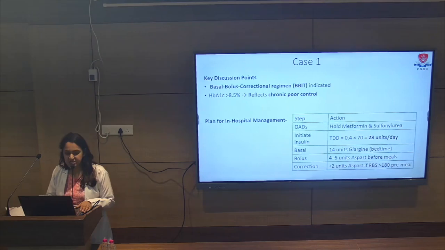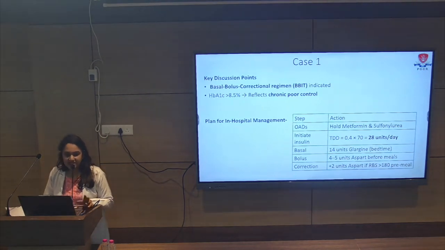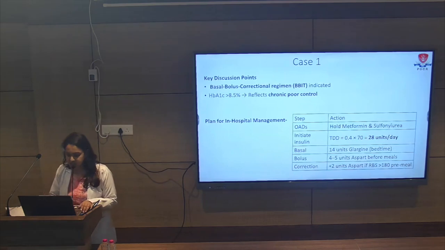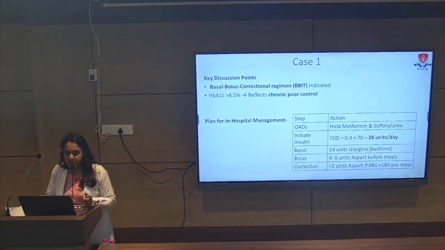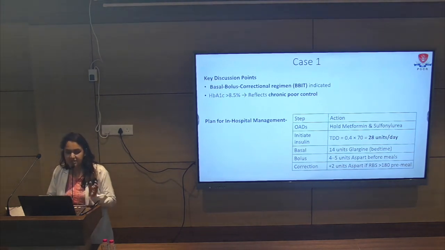We initiate insulin according to an estimated total daily dose of 0.4 into the weight of the patient, which is approximately 28 units per day. Then we divide the total daily dose: 50% is given as basal, like 14 units of glargine at bedtime, and the remaining 50% is divided into 3 parts before each meal. And then correction plus or minus units as per the RBS during charting.